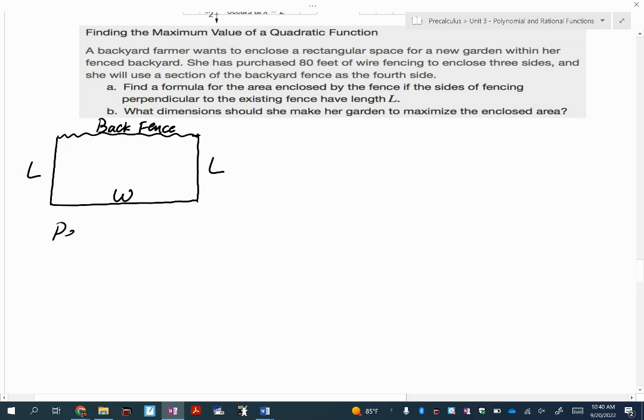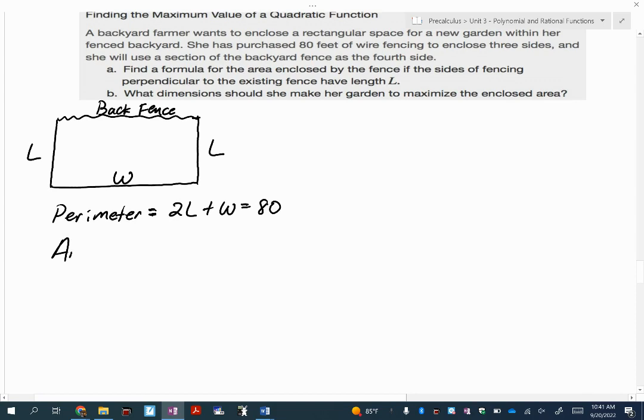So in terms of writing down the perimeter of my enclosed rectangular space in terms of dealing with the 80 feet, it is going to be 2L plus W, and that has to total 80 feet because that's what she bought. All right, doesn't have to, but we'll see that by doing that we can maximize the area of this garden. Okay, in terms of the area, right, you guys know that the area is equal to length times width.